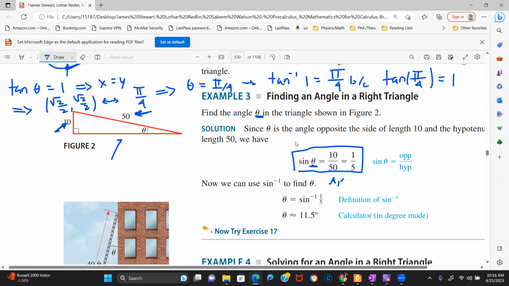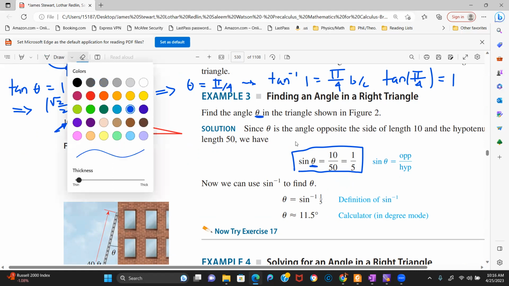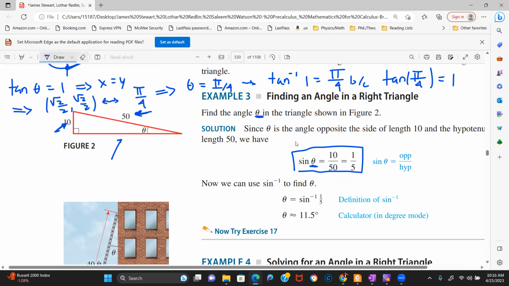So I guess you could just say that if sine theta is equal to 1/5, that implies that sine inverse of 1/5 has to be theta. So that's how you're going to find what theta is. In this case, they just use the calculator, I guess, in degree mode. Or you could use radians, if you want.